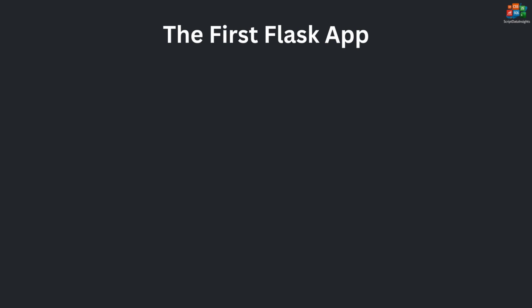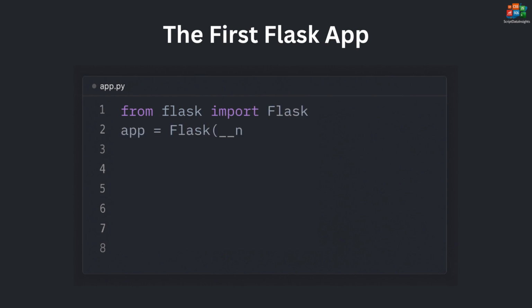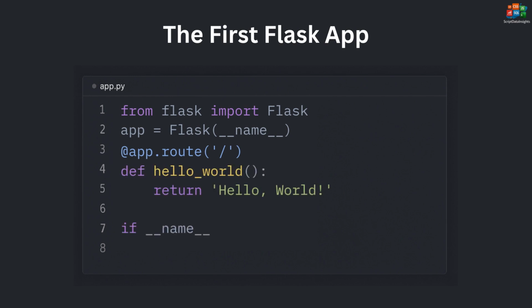Let's dive into the code and create our first Flask app. The code you see on the screen is the absolute minimum you need to get a Flask application running. We start by importing the Flask class. Then, we create an instance of our app and a route for the root URL, /. The hello_world function returns a simple string, and the if __name__ == '__main__' block ensures the server only runs when you execute this script directly.